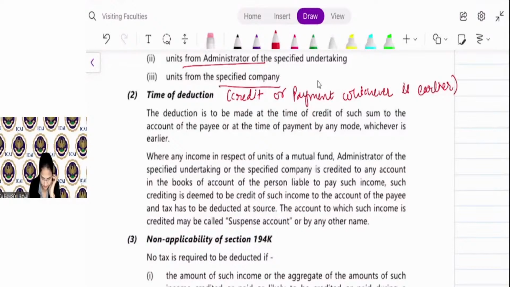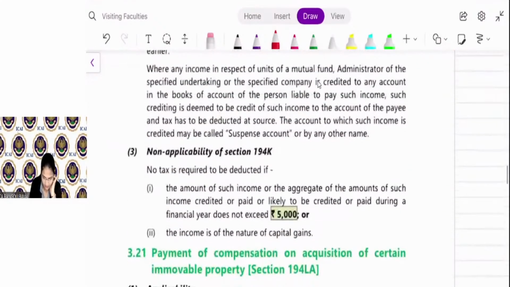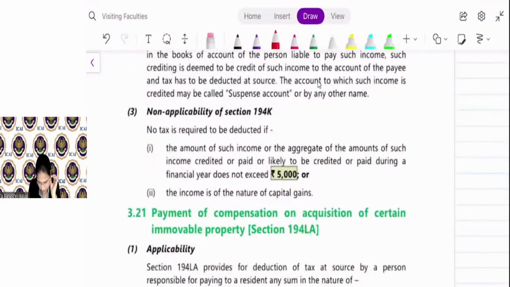Yes, Anand. Non-applicability of section 194K. So here the threshold limit is 5,000. If a mutual fund company will pay the dividend to you, and the amount is less than 5,000, say for example the amount is 3,000, then TDS is not required to be deducted.